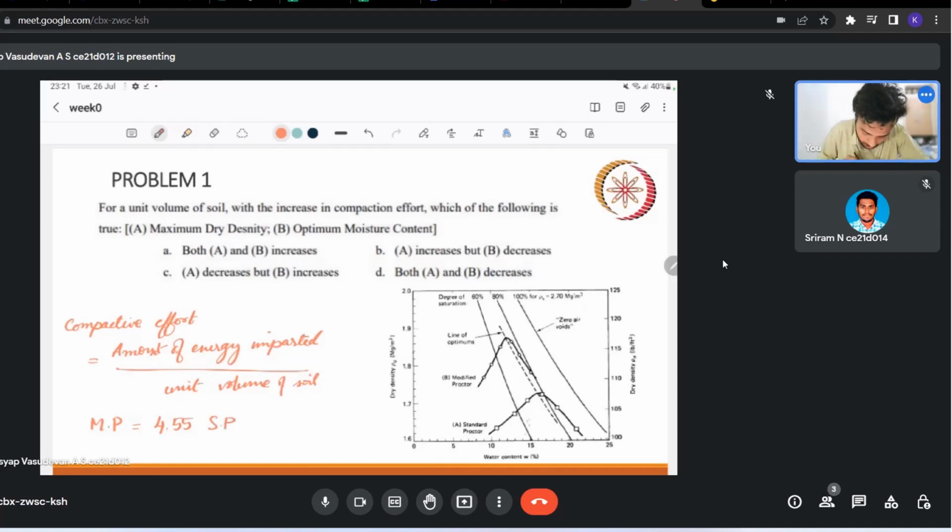You can see in this curve that we need lesser moisture content to achieve a greater dry density. So we can imagine a line of optimums for different compactive efforts. If you connect those optimums, you get this line of optimums, and you can see that as we increase the compactive effort, the dry density is increasing along this line, and the water content is decreasing. So our correct answer will be option B.